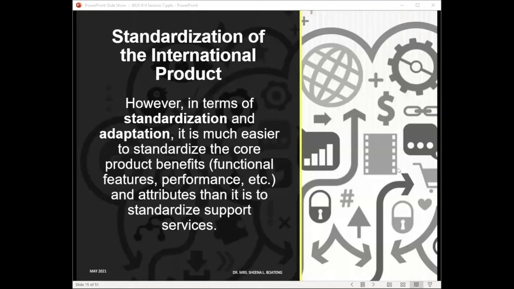So in terms of standardizing the product versus standardizing a service, I'd like us to understand the fact that in terms of standardization and adaptation, it is much easier to standardize elements of a product, particularly at the core level, as well as its attributes, than it is to standardize support services, which we have just seen. And we see that with a lot of global brands, they find it very easy to standardize the core product and modify or adapt various elements of the product attributes and support services.